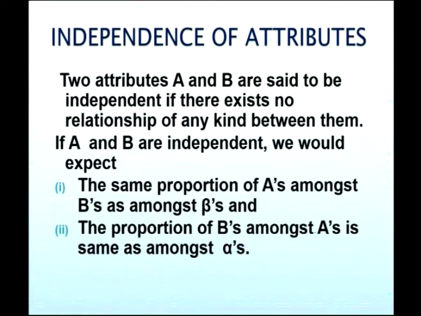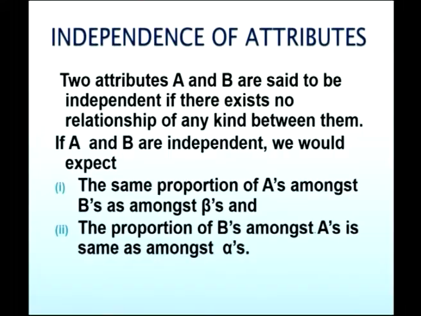Now, after studying the consistency of the data, let us go further into the study of attributes by studying the independence of attributes. Two attributes A and B are said to be independent if there exists no kind of relationship between them. That is, if A and B are independent, we would expect the same proportion of A's amongst B's as amongst betas. That is, to say that A is independent of B means A should be independent with B as well as with beta. Similarly, the proportion of B's amongst A's is the same as amongst its negative part, that is alphas.